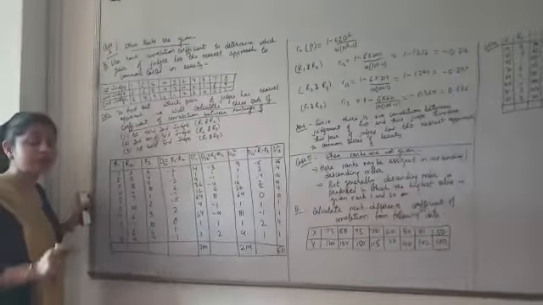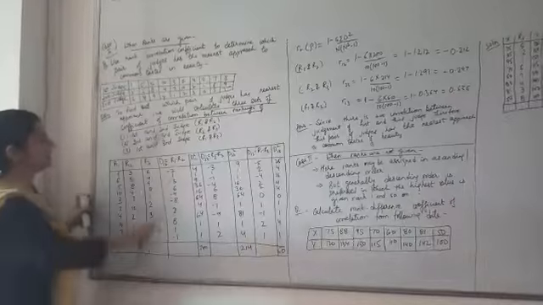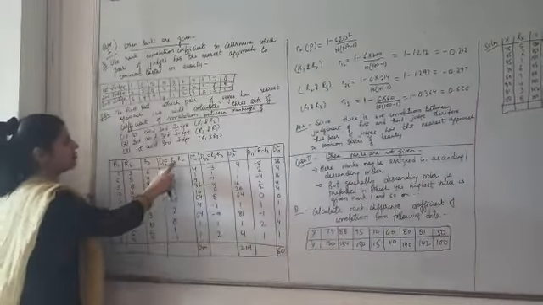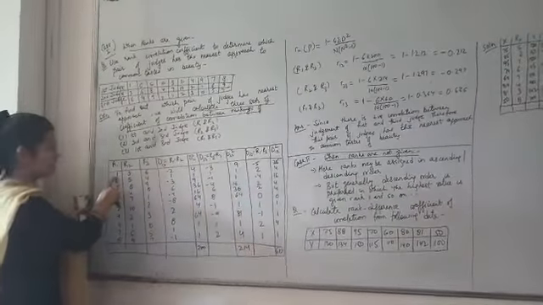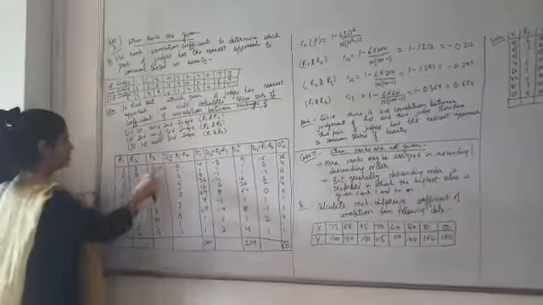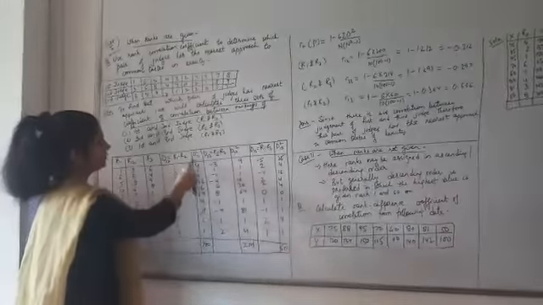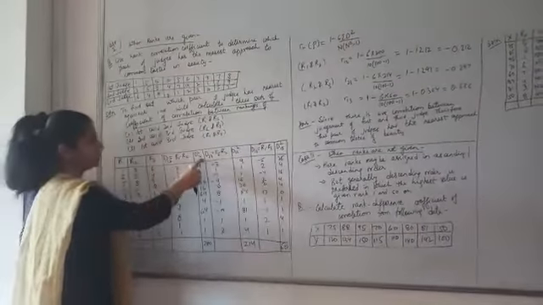Then what will we do? We will compute the differences. First we will compute the difference between the first and second rank, that is D12 equals R1 minus R2. R1 is 1 and R2 is 3. The difference between these two will be -2. 6 minus 5 will be 1. Similarly, we will compute the difference between these two ranks. Then we will proceed further and take the square of D12.